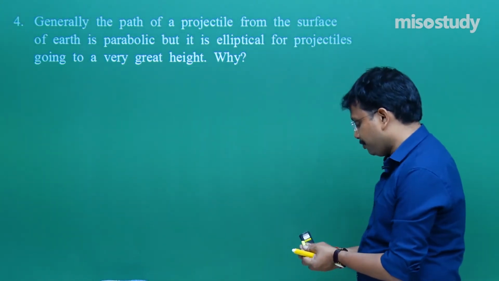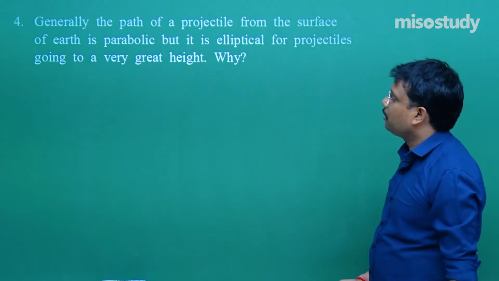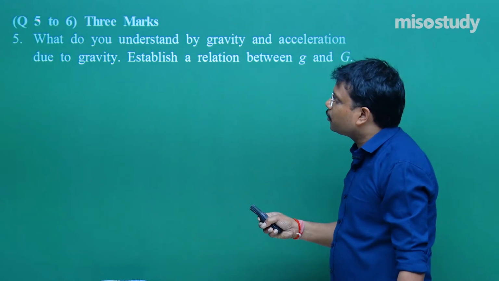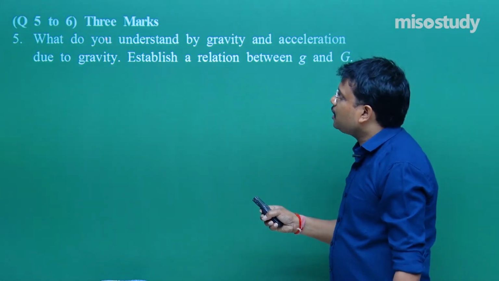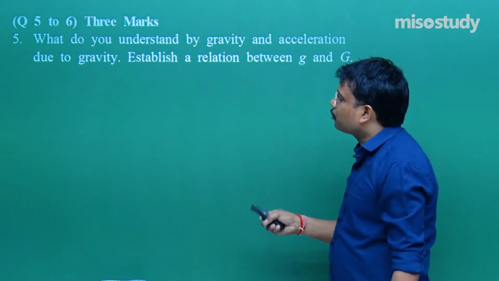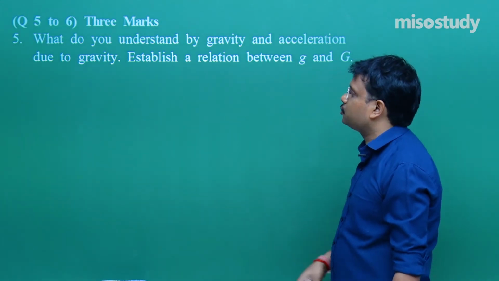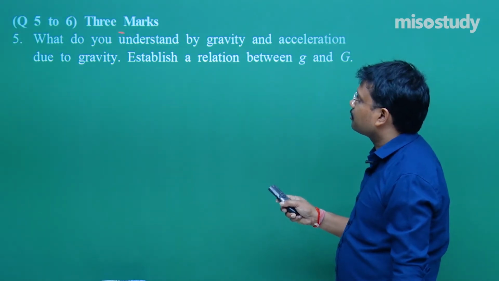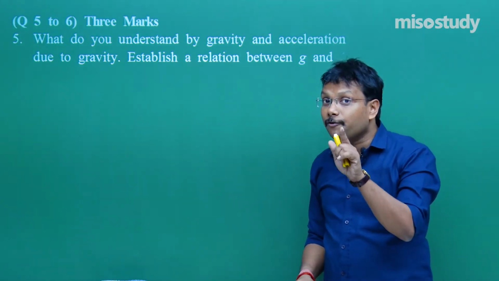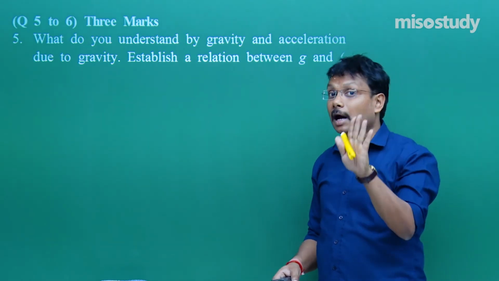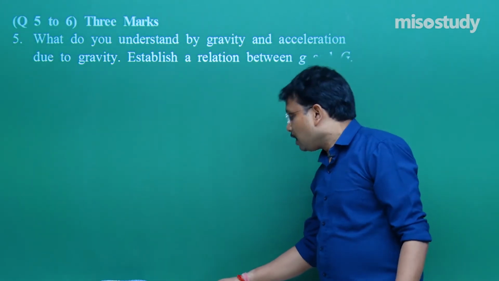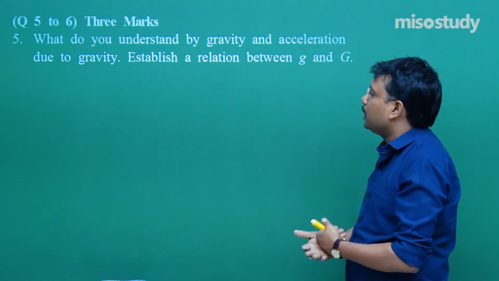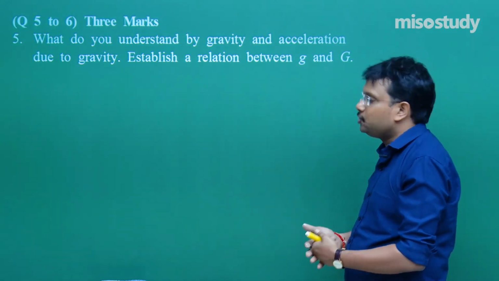Now students, let us move to question number 5. Now here once again read the instructions carefully. Question number 5 to 6, 3 marks each. Fine. So question number 5 to 6, 3 marks each. Be careful about these instructions so that you can confine your word limit and manage time. Okay. Now, what do you understand by gravity and acceleration due to gravity? Establish a relation between G and g.